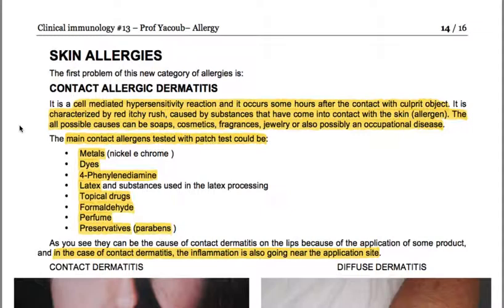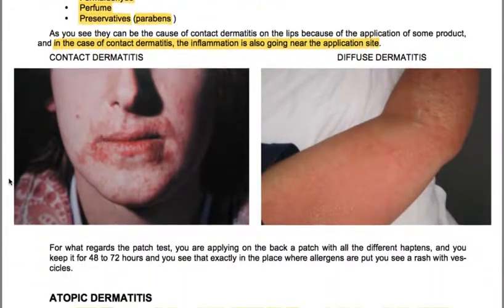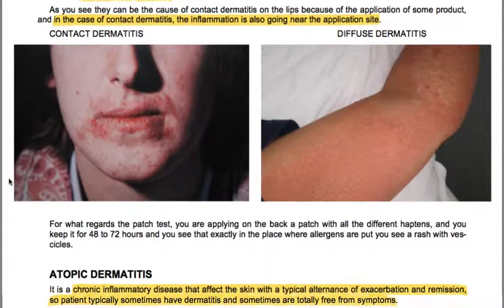The main contact allergens tested with patch test could be metals, like nickel and chrome, dyes, 4-phenylenediamine, latex and substances used in latex processing, topical drugs, formaldehyde, perfume, preservatives, like parabens. So as you can see there, they can be the cause of contact dermatitis on the lips because of the application of some product, and in the case of contact dermatitis the inflammation is also going near the application site.